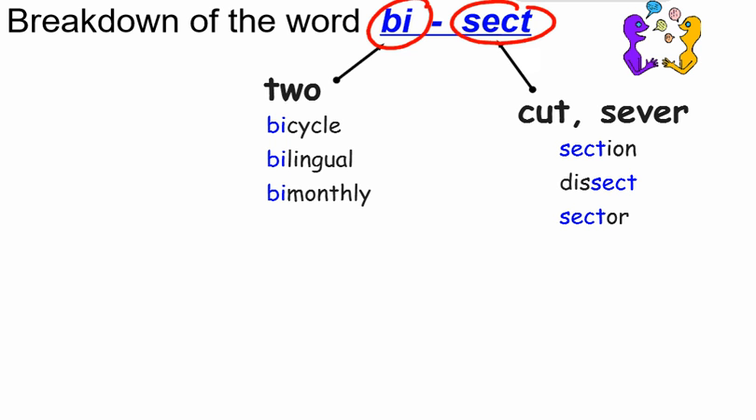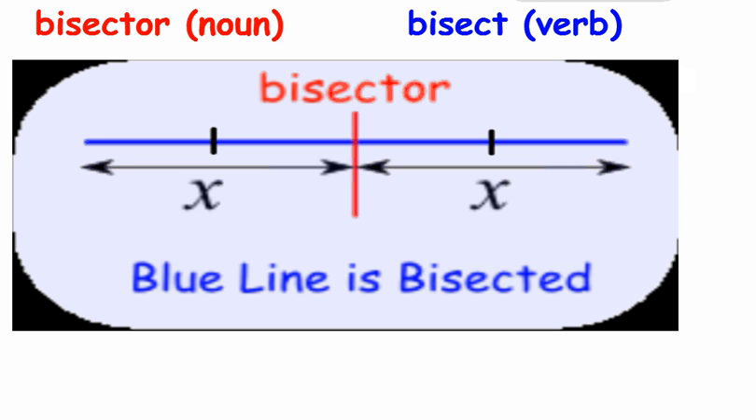So section, I can divide my room into 4 sections. Bisect, in biology, you may have dissected a frog, which means that you kind of do surgery on it, you cut it open. And sector, you see that word more in government, where they divide counties or states into different sectors. All right, so let's move on.